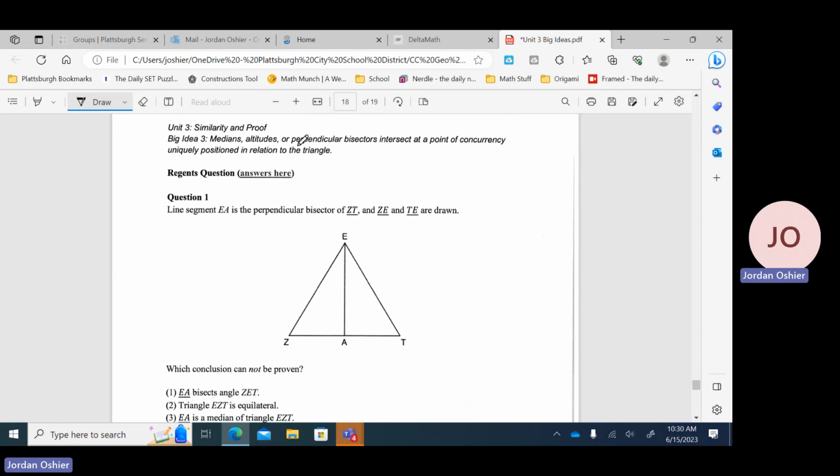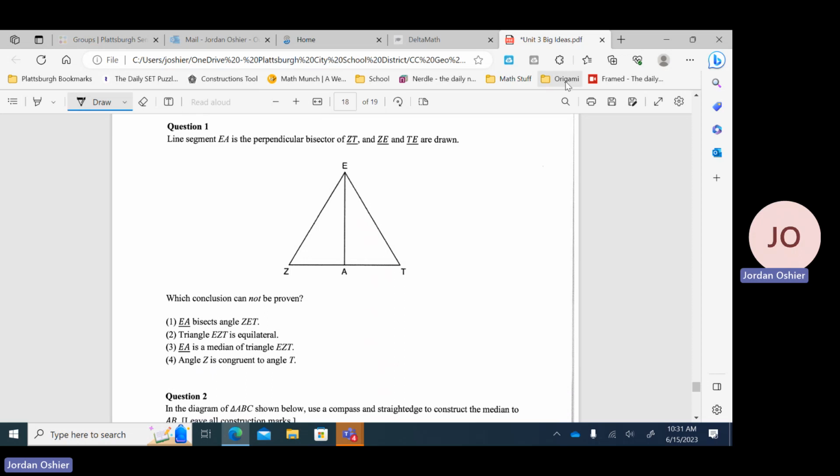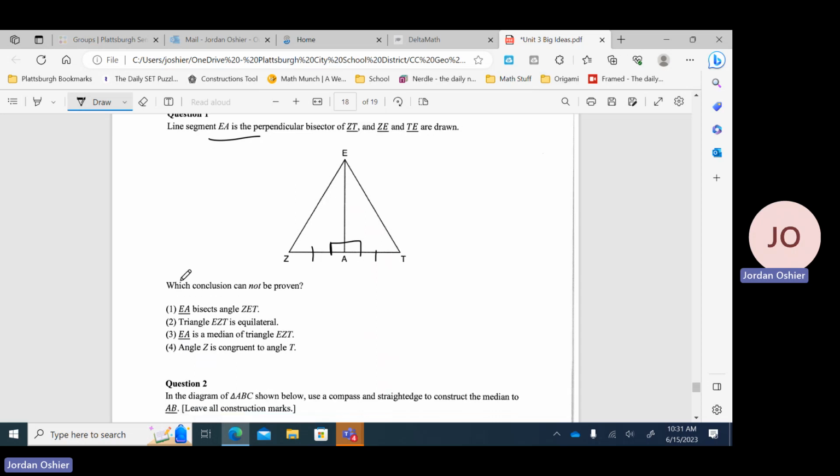Home stretch. Medians, altitudes, and perpendicular bisectors. So here we go. We have a perpendicular bisector, so that means automatically I can label my right angles. Which conclusion cannot be proven? That EA bisects angle ZET, that EZT is equilateral, that EA is a median. Okay, that one we can get rid of right away. It is a median because it's drawn to the midpoint. A perpendicular bisector is a special kind of median, so that one is automatically out.